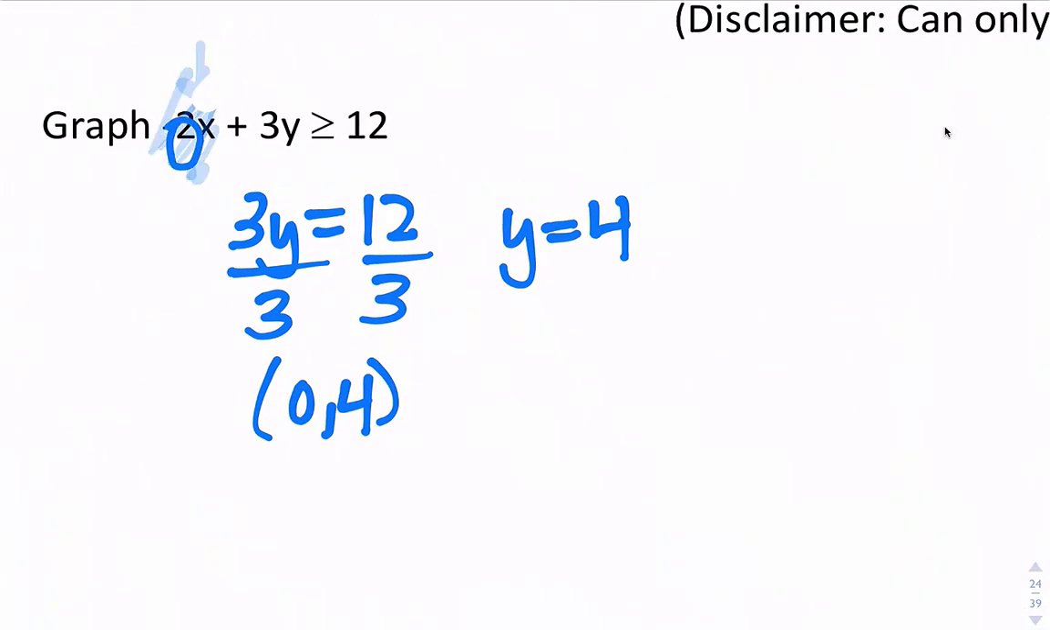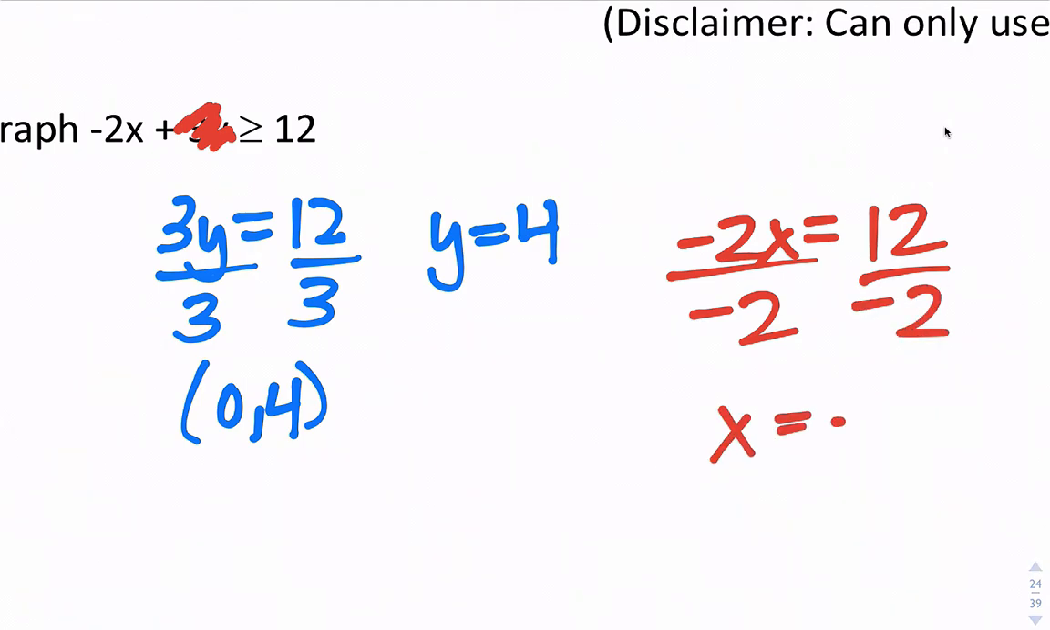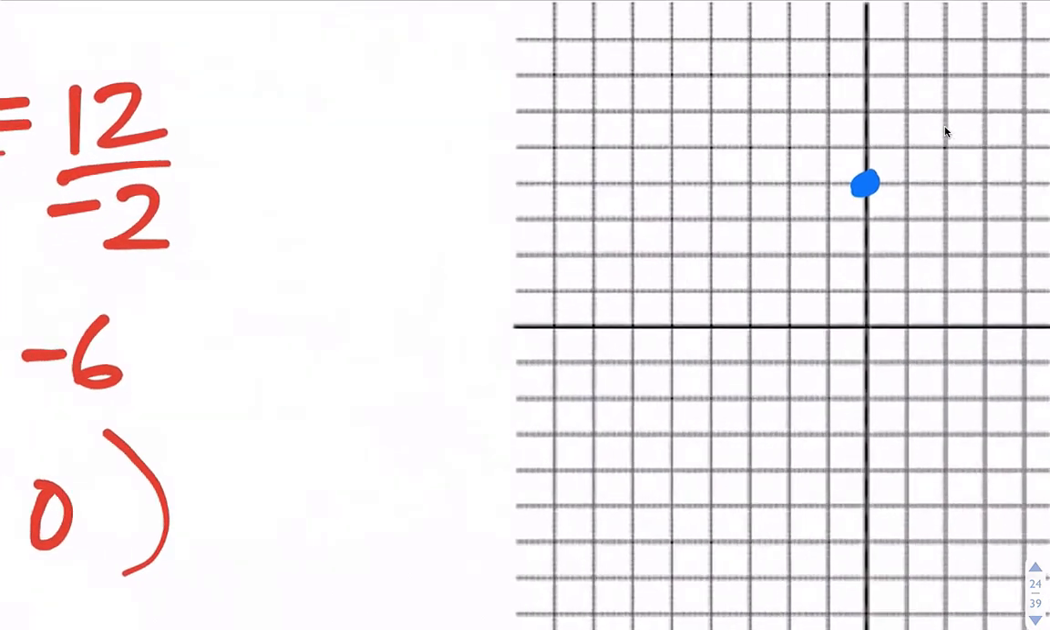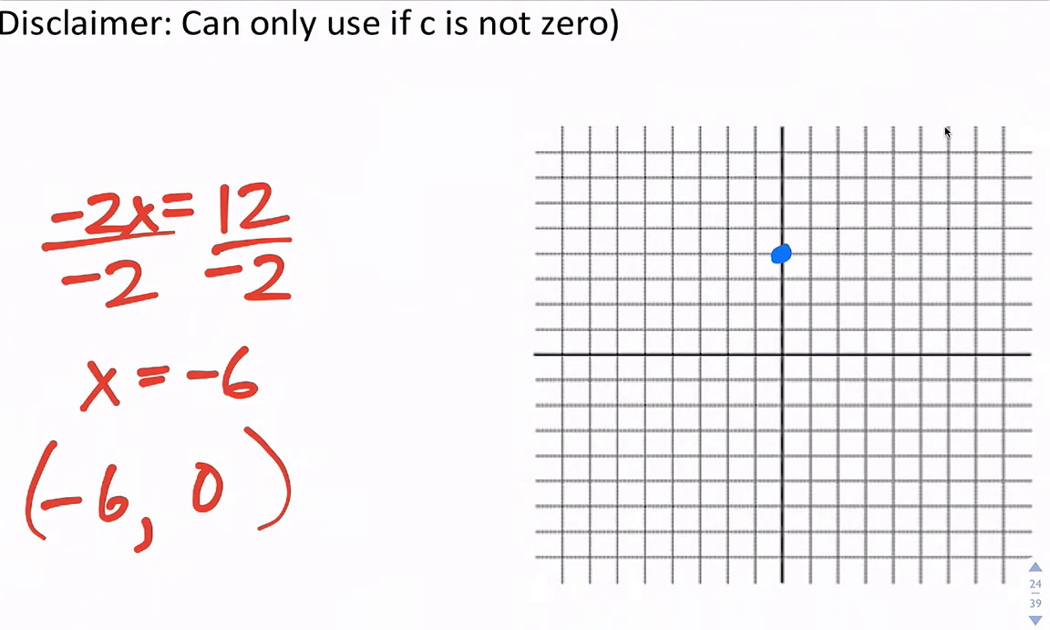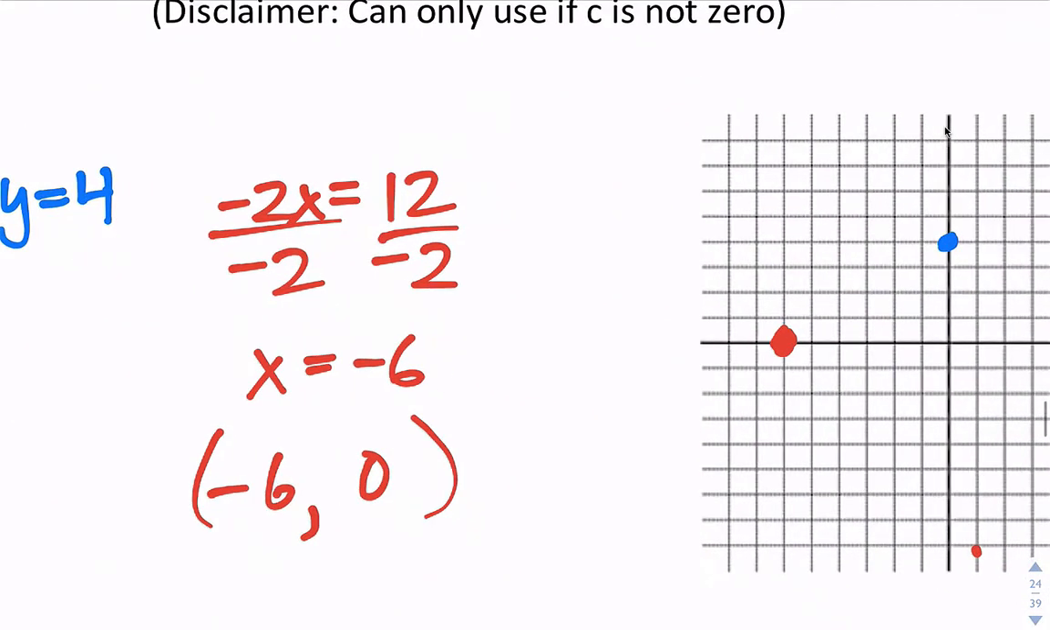All right, now let's cover up the other thing. So let's imagine that y is 0. So if y is 0, we would cover this up. And we would have negative 2x, and let's say that's equal to 12. And we could solve. And we have x equals negative 6. So when y is 0, x is negative 6. And so we can cover one up to solve, cover the other up to solve, and we will get negative 6, 0.